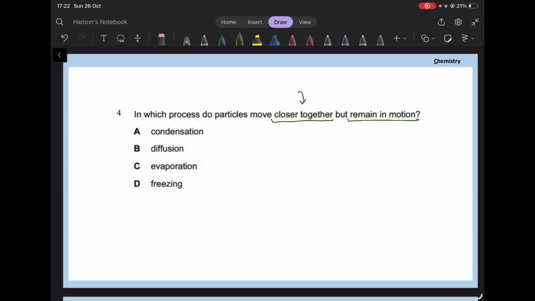So the two processes in which the particles come closer together are condensation, gas to a liquid state, and freezing, liquid to a solid state. But in freezing, do they remain in motion? Not really. So what we are looking for is condensation. So you can see in A we have condensation. So this would be the answer.